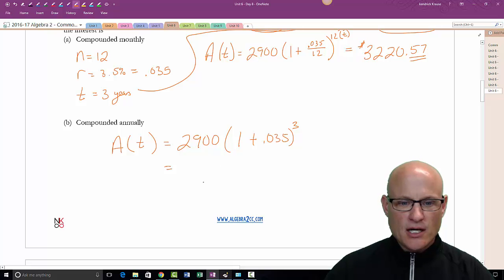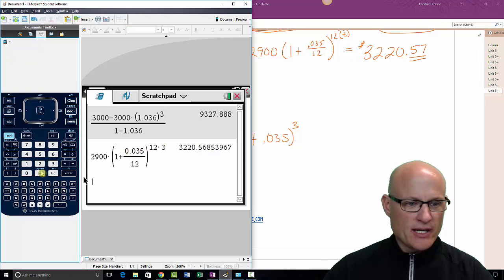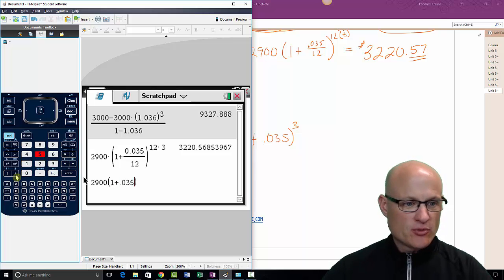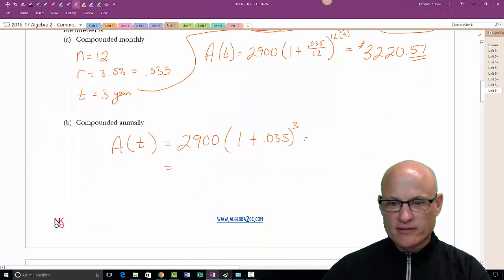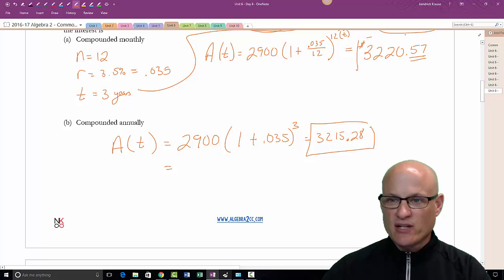All right. Let's see. What are we going to get? 2,900, parenthesis 1 plus 0.035 parenthesis cubed. 3215.28. So, what constitutes the difference?